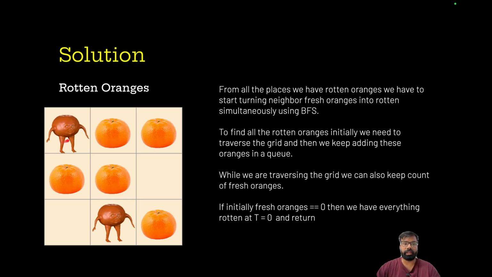And one more thing that we also keep track of when we are traversing this matrix is that we are going to insert the coordinates of these rotten oranges into our queue, and that is going to help us perform BFS.